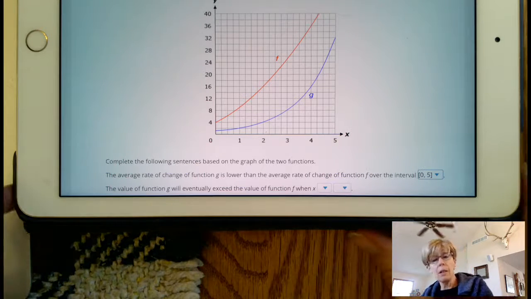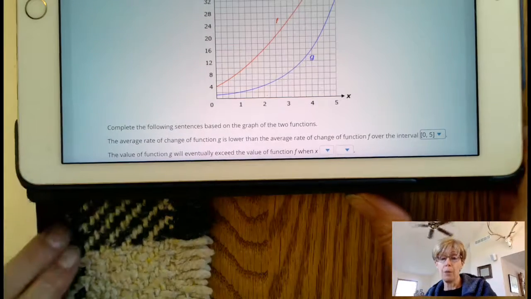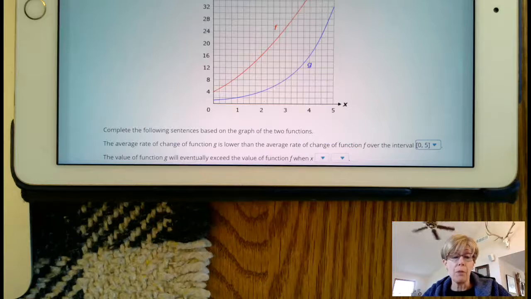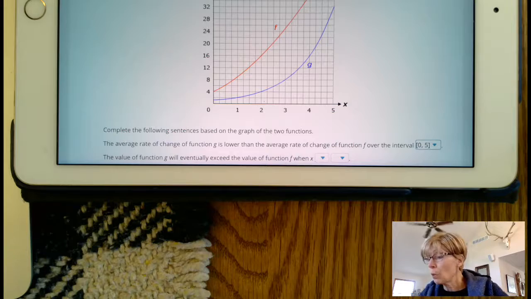And you can't see it now. Again, try again. So there's the answer to that particular question. And then the second part says the value of the function g will eventually exceed the value of f when x, well, let's switch over to Desmos.